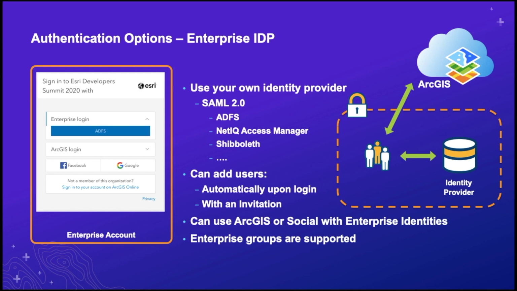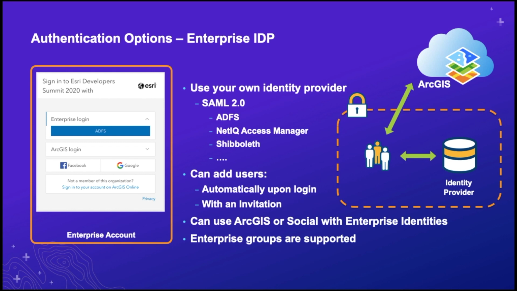And finally, we also support enterprise groups. So you can associate a group in your Active Directory, for instance, with an online group. And when a user from that group logs in using your identity provider, we will automatically put them into the group on ArcGIS Online, which is useful to keep online in sync with your Active Directory list of users.